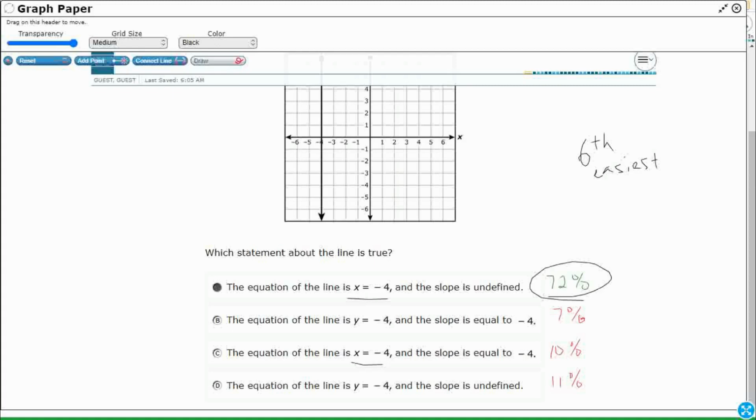Most of us are pretty good at whether it's y equals or an x equals. And then that slope is undefined as that vertical line. That's something kind of easy to remember. So we had 2 different pieces to this question to focus in on, and that really helped us. And you see our incorrect answers are spread kind of evenly, so there wasn't one that really tripped us up. It was just you either knew it or you didn't.